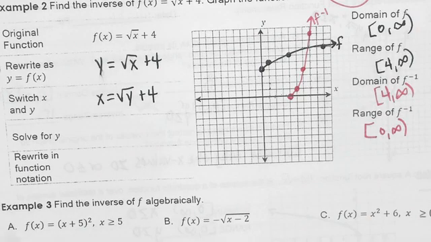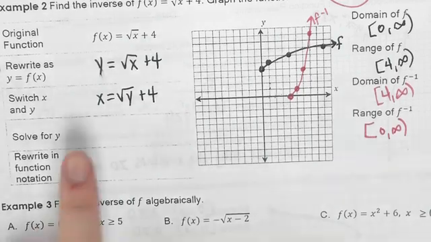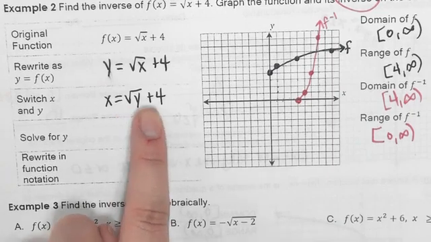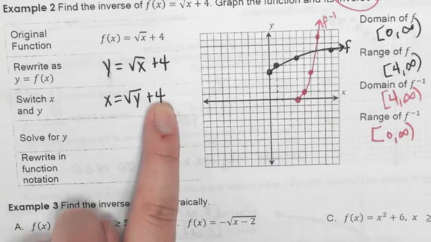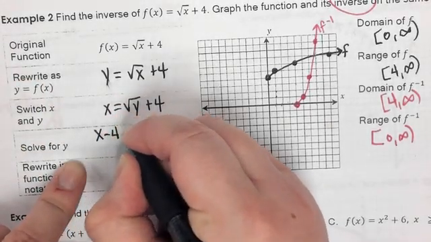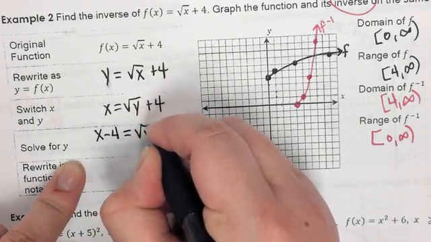Y'all with us? We good? Okay, now I want y by itself, and you have to start peeling away from the outside in. So first I have to get rid of this plus 4. How do I do it? Minus 4. Good. So I have x minus 4 equals the square root of y.